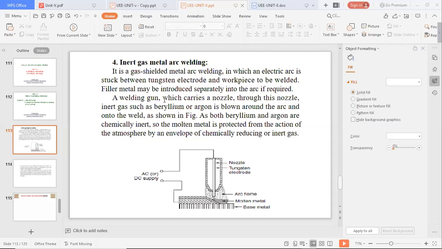A welding gun which carries a nozzle, through this nozzle inert gas such as helium or argon is blown around the arc. So here we use a welding gun.